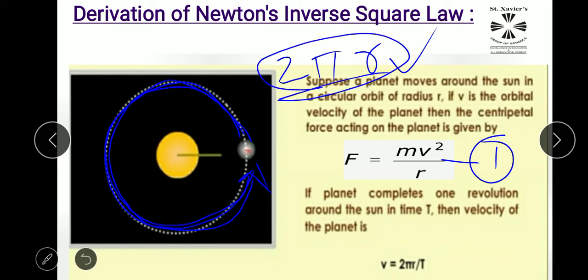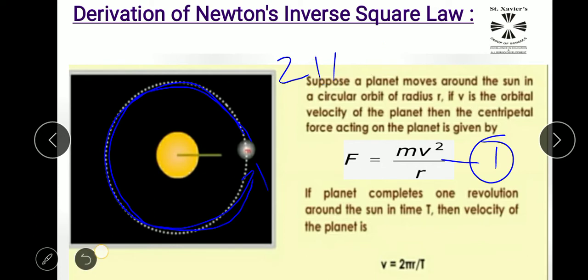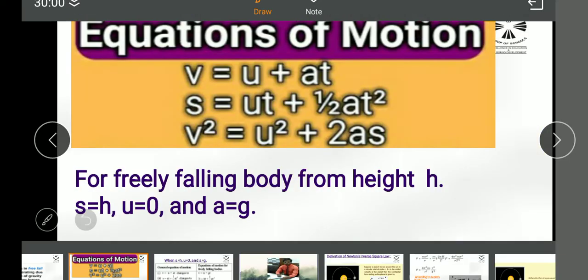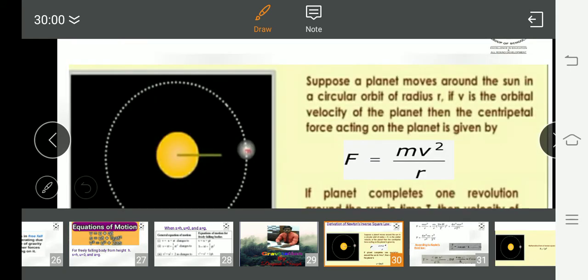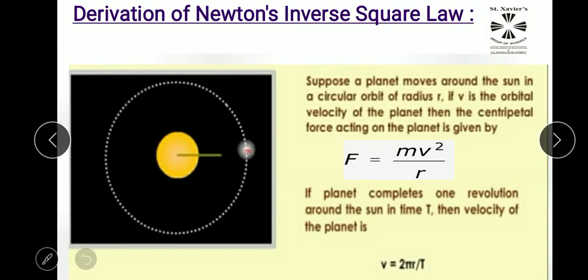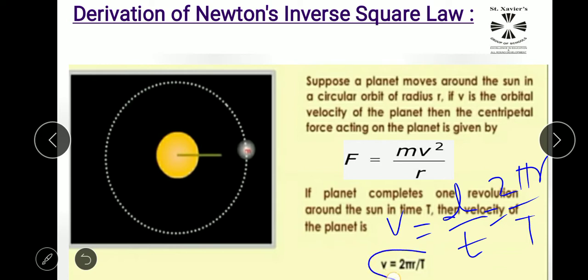Now suppose time taken for one revolution, that is called period of revolution, be capital T. So here we are having distance, we are having time. Velocity is given by distance upon time, students. So here we are having velocity formula. Velocity is equal to distance upon time. Distance is 2 pi r and time is capital T. So we got the second formula, V is equal to 2 pi r upon T, students.